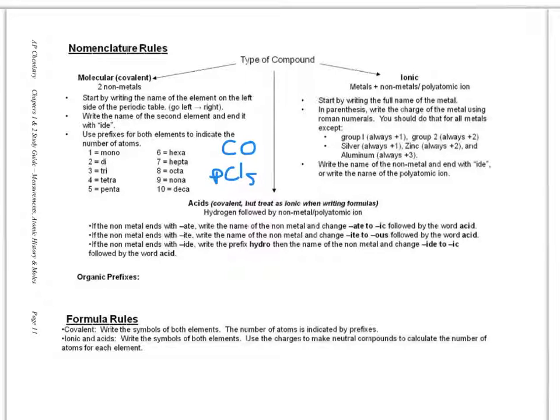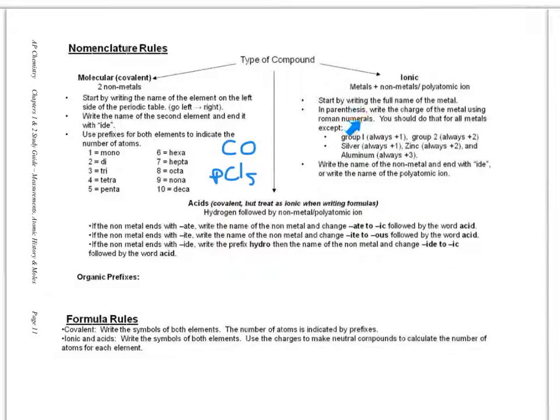If you have something that's ionic, you know it's ionic because you have a metal bonded with a nonmetal, then you do the first two steps similar to the covalent. You write the name of the first element, which is usually your metal. Then you write the name of the second element, the nonmetal, and end it with "ide," unless it's a polyatomic ion, in which case you keep its ending. So if it's sulfate, you leave it as "ate," for example.